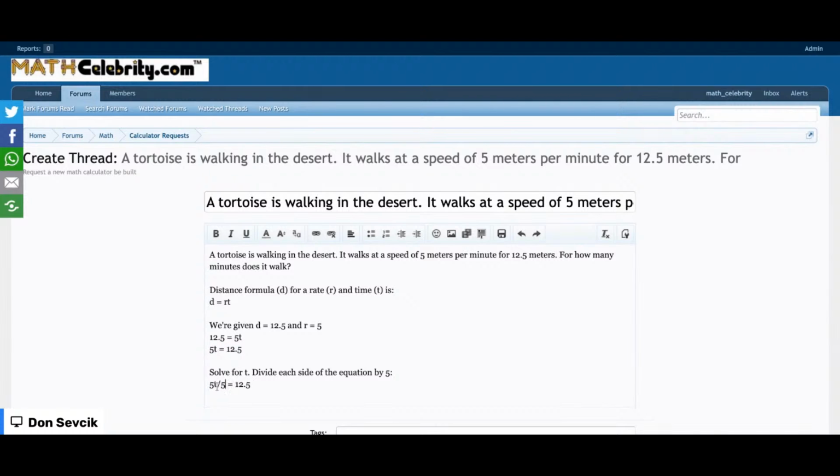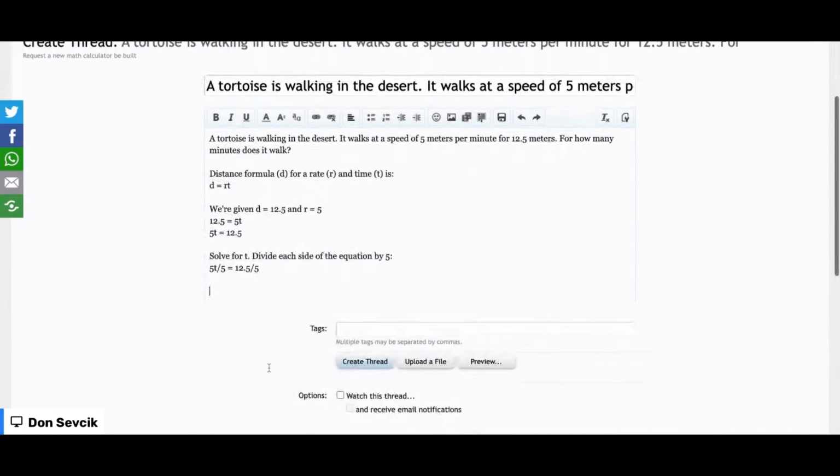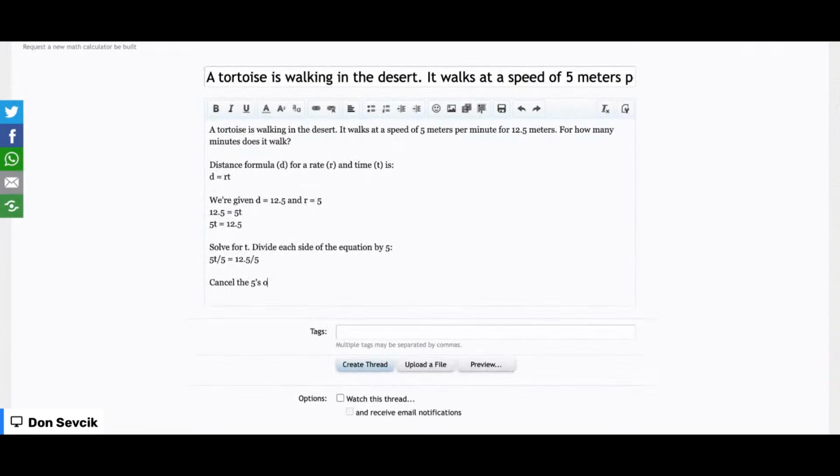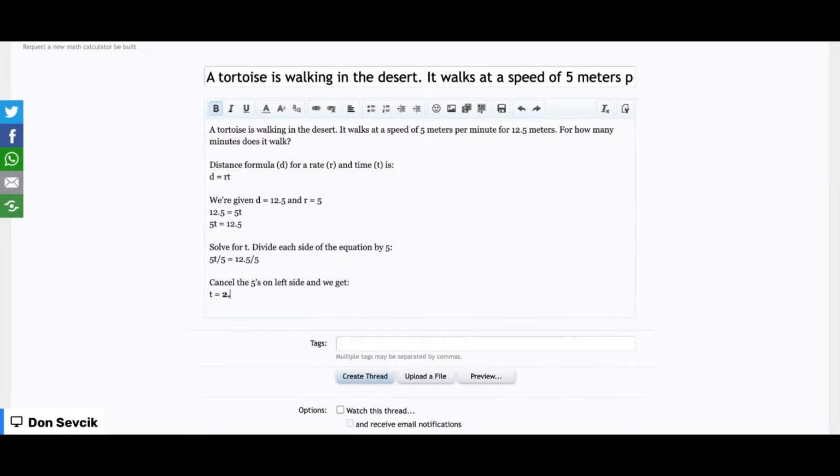I'm going to divide each side by 5. Cancel the 5s on the left side, and we get t equal to 2.5. So it walked for 2.5 minutes.